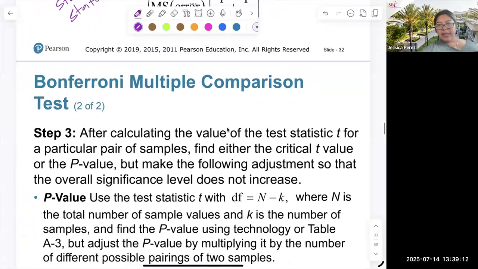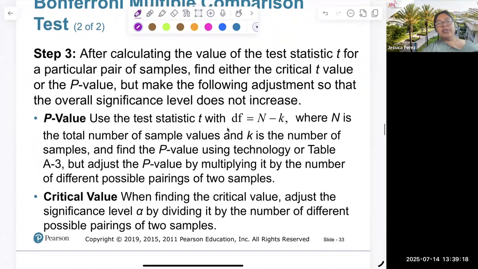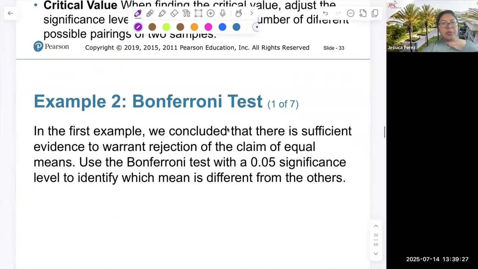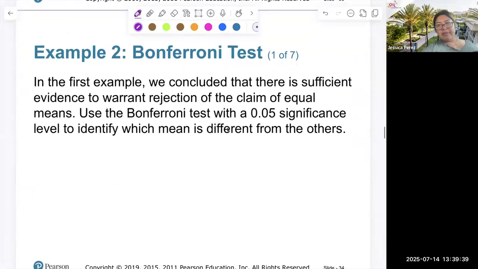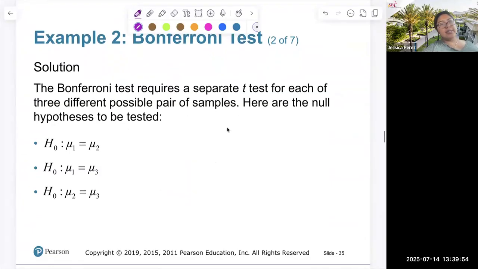So after calculating the value of the test statistic and looking at the t-value or the p-value, we use the degrees of freedom of n minus k, where n is the total number of sample values, and we look at the critical values. If we look at the first example, we conclude that there is sufficient evidence to warrant rejection of the claim. We want to use Bonferroni's test with a 0.05 significance level to identify which mean is different from the others. So we are going to let the null hypotheses be separately mu1 equal mu2, mu1 equal mu3, and mu2 equal mu3. So here are the null hypotheses to be tested.